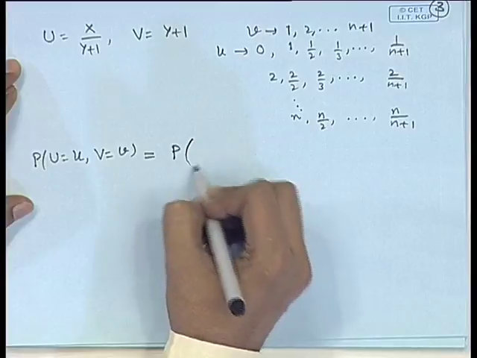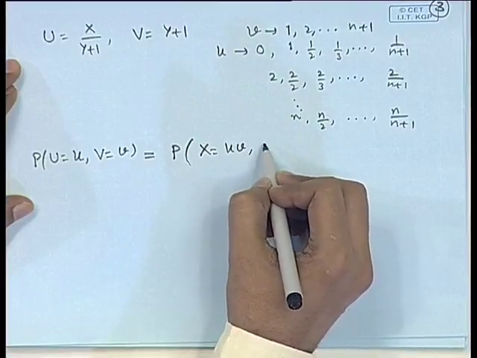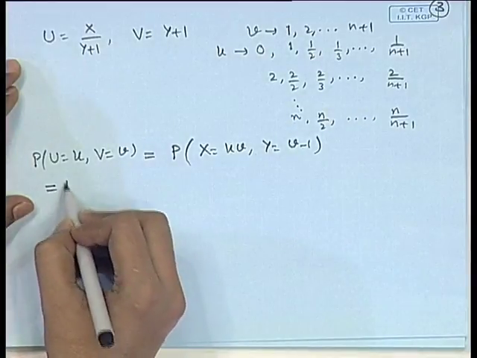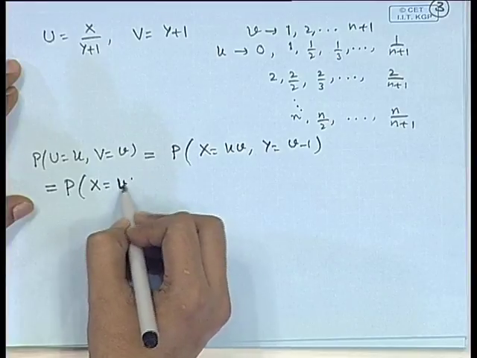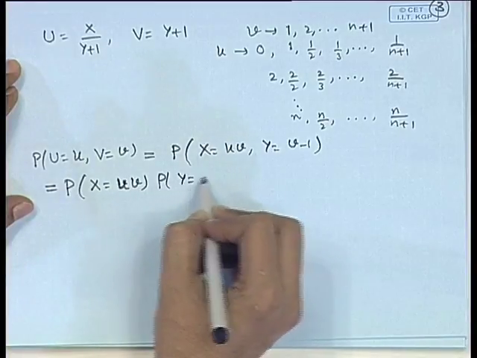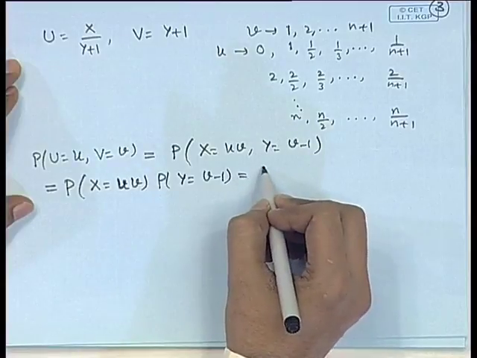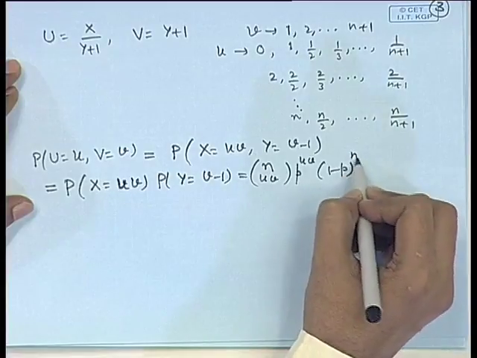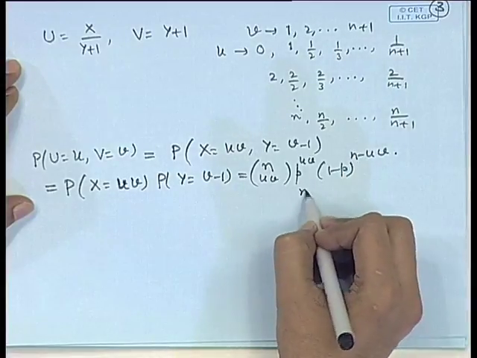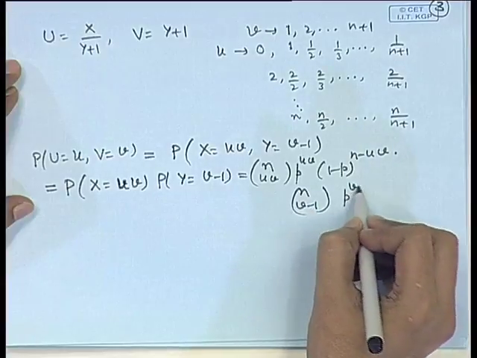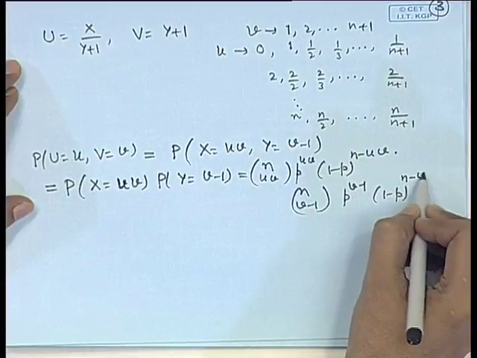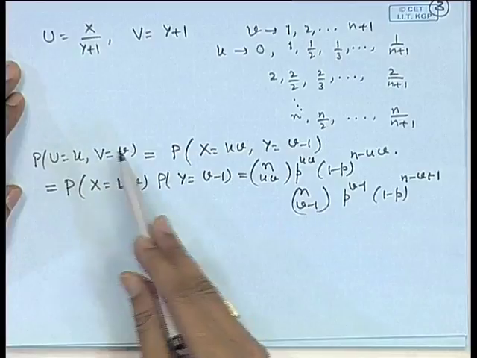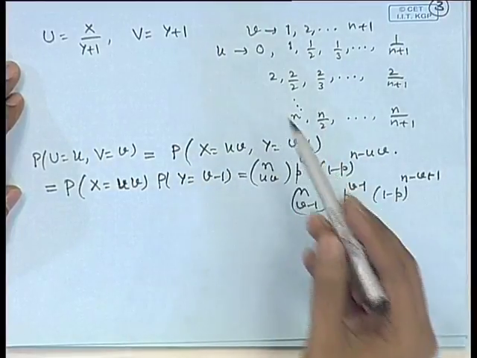Then this can be expressed as probability x is equal to u v and y is equal to v minus 1. So, x and y are independently distributed. So, this becomes product of, that is equal to n c u v p to the power u v 1 minus p to the power n minus u v, then n c v minus 1 p to the power v minus 1 1 minus p to the power n minus v plus 1. So, this is the joint distribution of u and v, where u and v take these values.